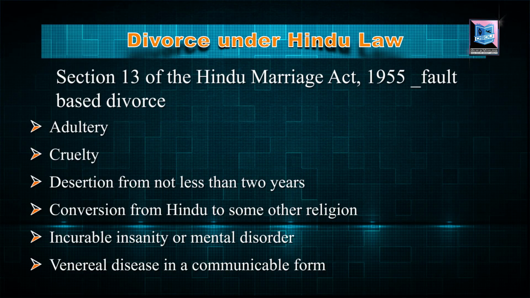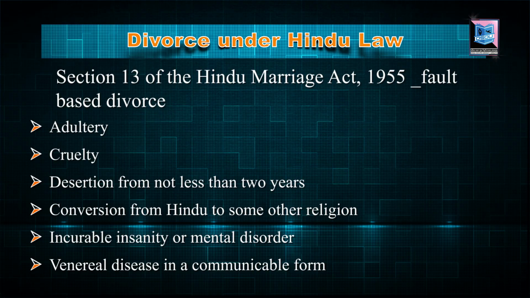The second ground for divorce is cruelty, which could be both mental and physical. The third is desertion. Desertion, as per the Hindu Marriage Act, means desertion for not less than 2 years. What does desertion mean? It means when one party leaves the company of the other party without any intention to return, and continues deserting the other party for at least a period of 2 years.